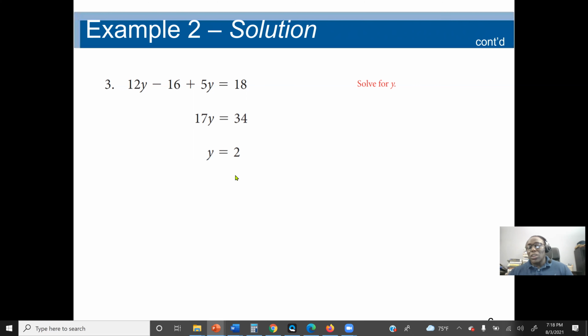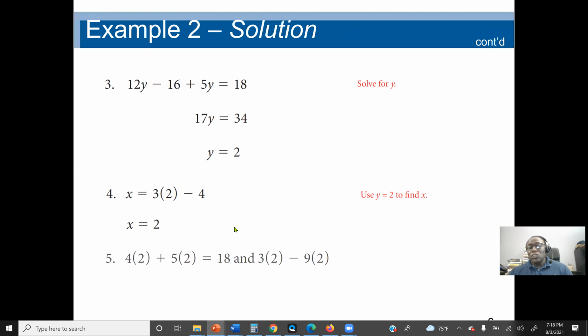So we go to our first equation 2, which gives us x equal to 3y minus 4. Anywhere we see y, we substitute it with 2. So we get 3 times 2 minus 4, so x also will give us 2, because we get 6 minus 4.